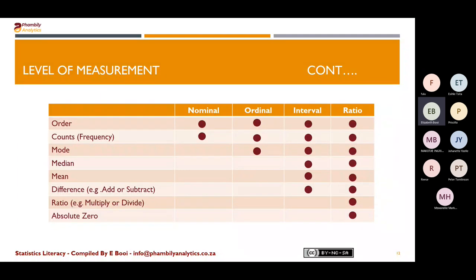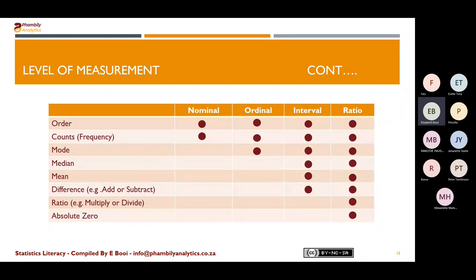Interval, I can count how many days we had a temperature below 0 degrees, how many days we had temperature above 0 degrees, things like that. Ratio, I can count how many people weigh this kilogram or above this kilogram or below this kilogram, things like that. The mode, we're going to also discuss this later on.